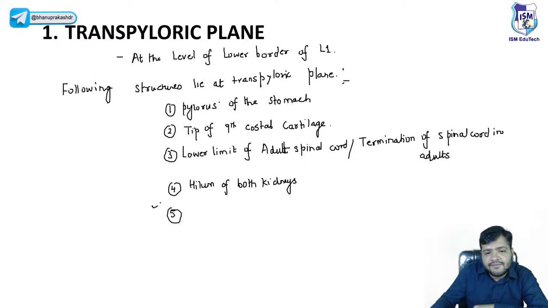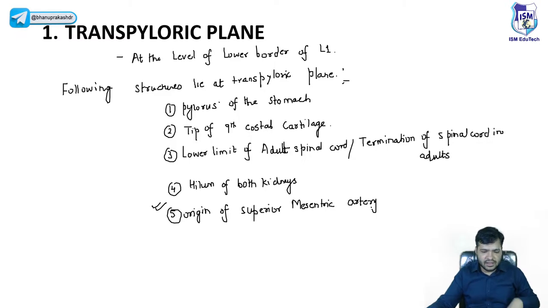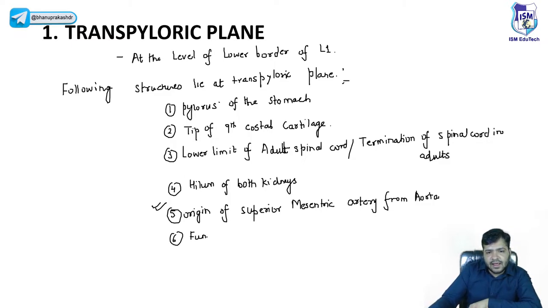It is the part, and very, very important, guys, the origin of superior mesenteric artery from the aorta. ये मैं दोबारा बताऊंगा जब I'll discuss the superior mesenteric artery. So we have the origin of superior mesenteric artery from the aorta. Okay. The sixth one, guys, and I'll just mention this point as well. It is the fundus of the gallbladder.